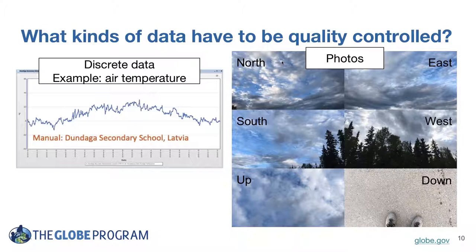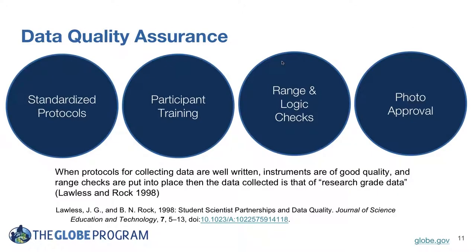If you try to enter a future date, say it's January 15th, 2020, you'll be prompted that it's invalid. Try again. So these are range and logic checks, making sure that you're not trying to enter non-physical data.